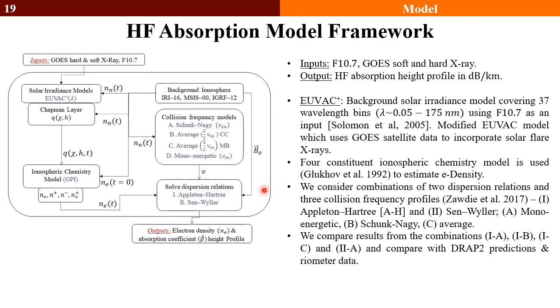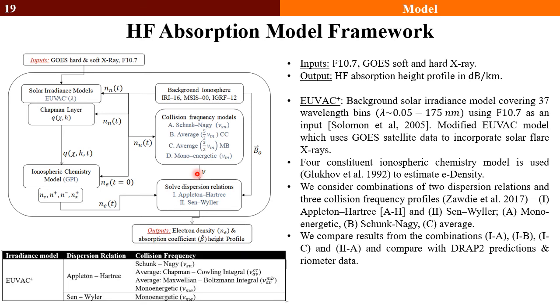Then we use an ionospheric chemistry model, which has four different types of ionospheric constituents, and it tries to estimate the electron density, which is given here as Ne. After estimating the electron density, we consider a combination of two dispersion relations and four collision frequency profiles, and estimate the absorption from there. We compare the results with DRAP, the D Region Absorption Prediction from NOAA, and with the riometer data.